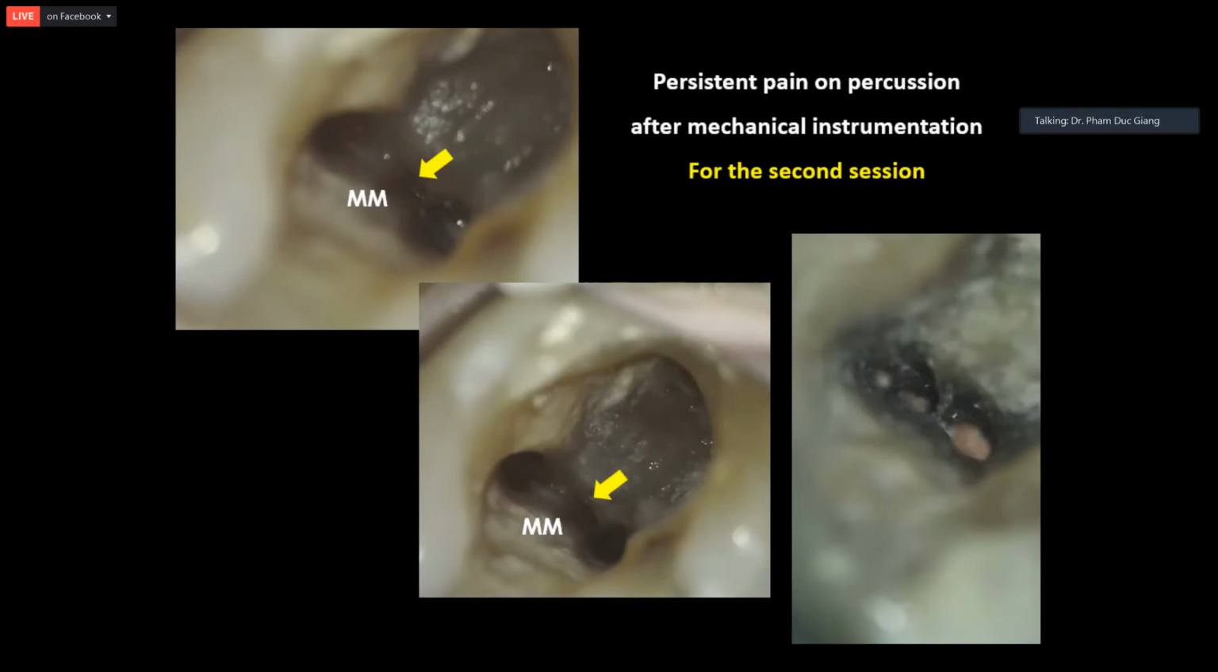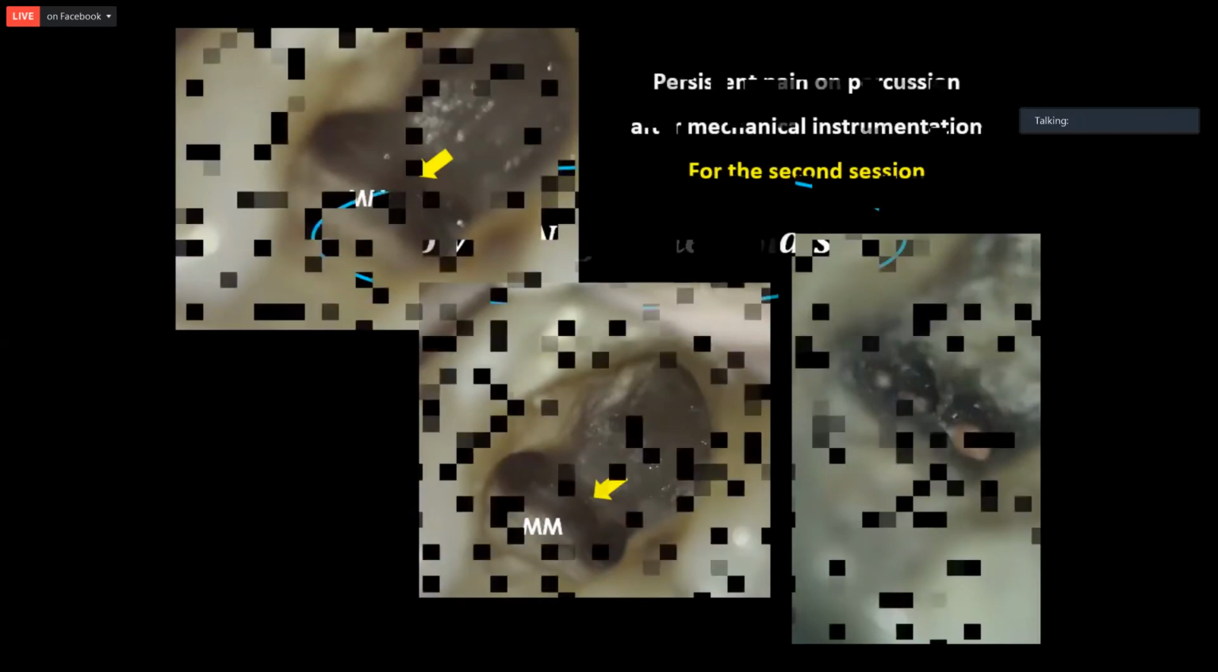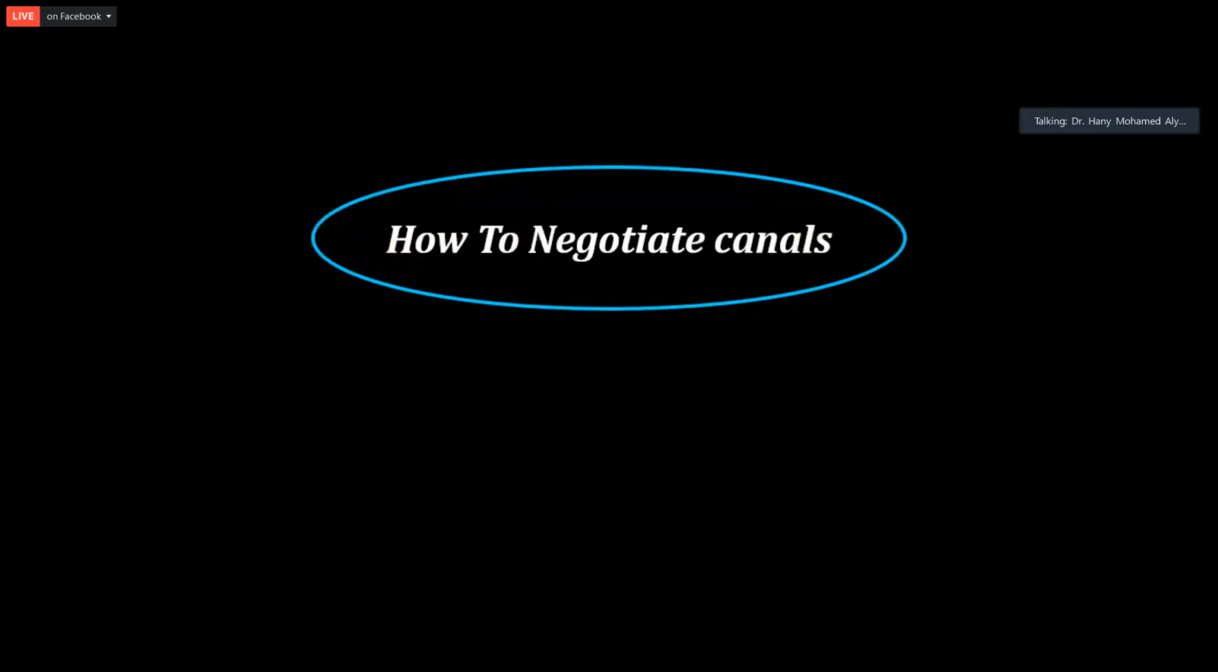Trong trường hợp này là một trường hợp tôi đã điều trị rồi, thì sau khi điều trị xong bệnh nhân vẫn đau, bởi thế nên tôi có kiểm tra lại, thì sau khi tìm thêm tôi đã thấy một cái ống tủy ở giữa gần, và tôi đã trám đích lại, đây là hình ảnh sau cùng này. Okay, I'm just going to go quickly over how to negotiate a canal.